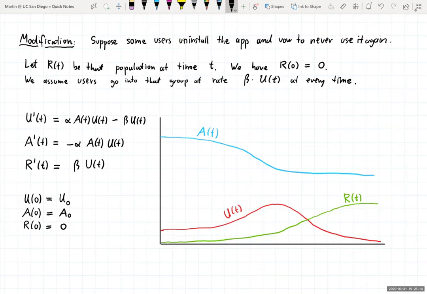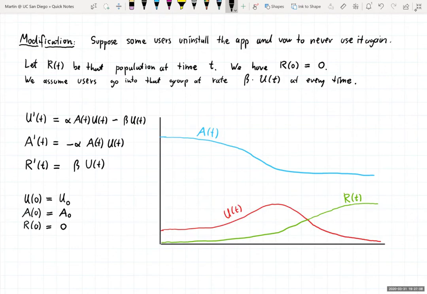And the third population group, the people who have removed the app, who have uninstalled the app, the growth of that group is R prime of t, which is, well, beta times U of t. And then again, we've got initial conditions. U at time t equals 0 is U naught. A at time t equals 0 is A naught. And we just said that the number of the third group, R at time equals 0, is just 0.